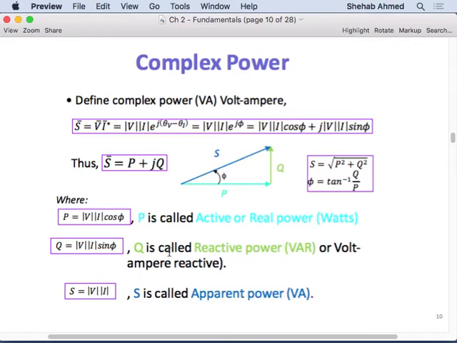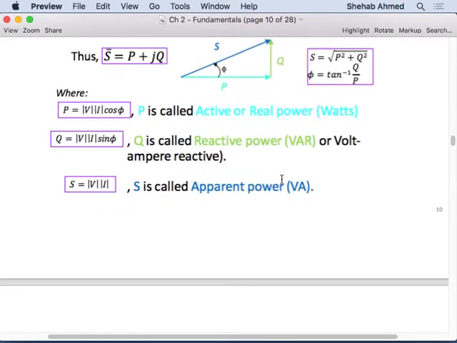So we saw that we can represent that using a magnitude and an angle, which is V times I conjugate, so polar coordinates, or we can represent complex power using rectangular coordinates, and we can draw what we call a power triangle on the real and imaginary or complex plane, right? So we went through that.